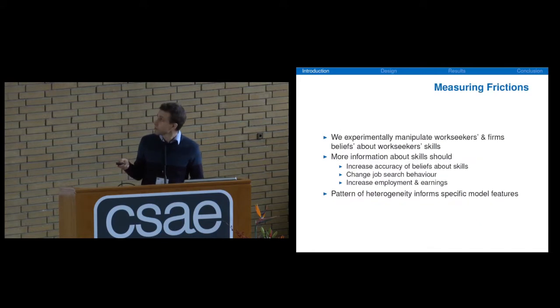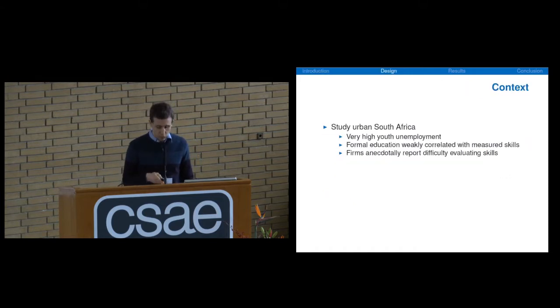So what we're going to do in this study is experimentally manipulate the information that work seekers and firms observe about work seeker skills. And what comes out of the economic framework we're thinking about is that we should see an increase in the accuracy of beliefs about skills. So work seekers should have better information about their skills and have more accurate beliefs. There should be changes in job search behavior, but it's not the case that those are necessarily going to be positive or negative. It could go in either direction. And we should see an increase in employment and earnings. The heterogeneity across different types of work seekers with different skill levels can tell us something about the specific design of the model. I'm not going to talk much about this today, but that's something that as we go forward, we're going to be writing up a little bit more formally.